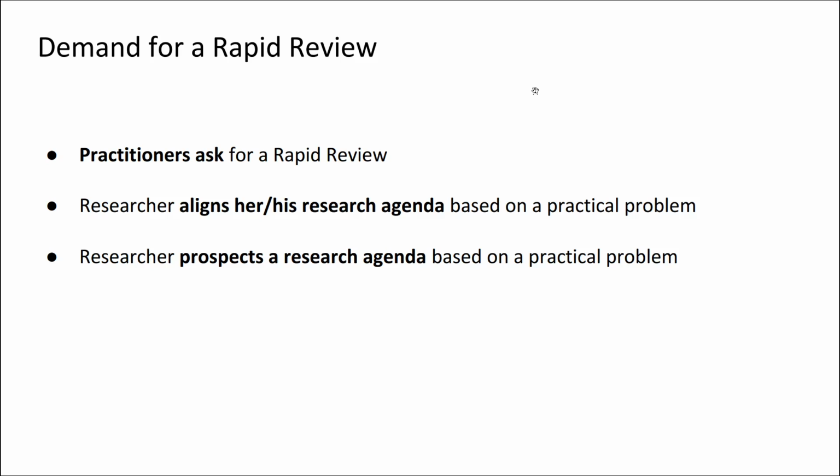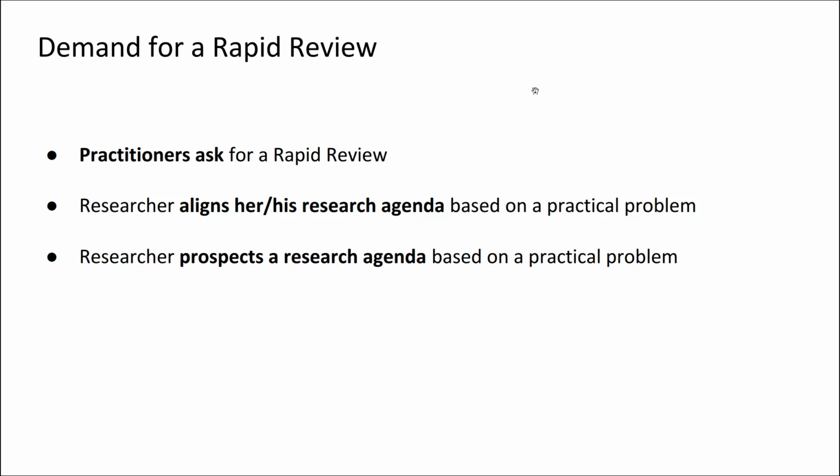I also would like to highlight some important things about rapid reviews. The first thing is about the demand for a rapid review. It can emerge from a petition asking a researcher or a research group for a rapid review. Another way is when a researcher aligns her or his research agenda based on a practical problem. So, for example, if a researcher is trying to investigate test-driven development aspects, he can contact a software company that is facing the same kind of problem and start this collaboration with a rapid review.